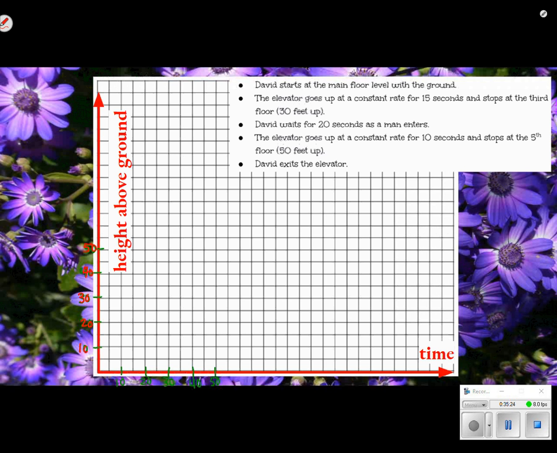Okay. So what we're going to do is we're going to start at the main floor level. Ground level, we're going to be at 0, 0. All right. Constant rate of 15 seconds, stops at the third floor. So 15 seconds, he's 30 feet in the air, right there. It's a nice constant slope.